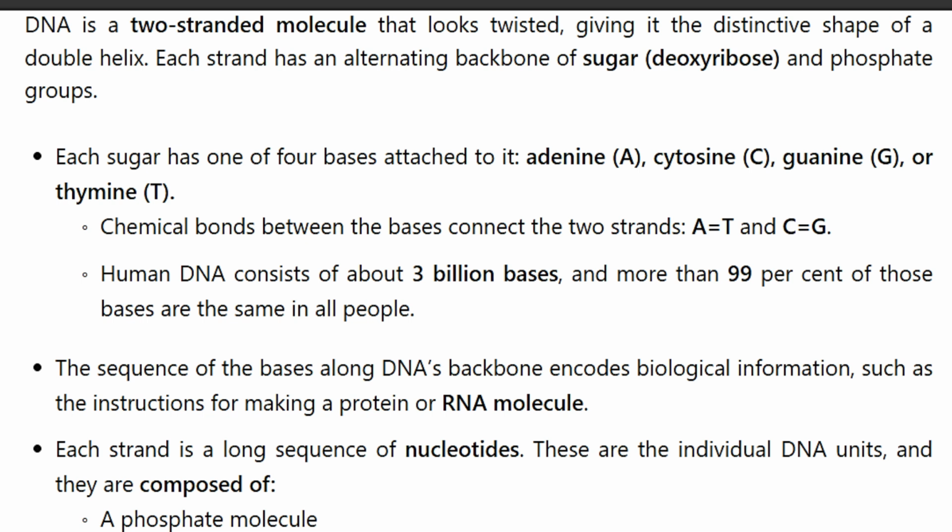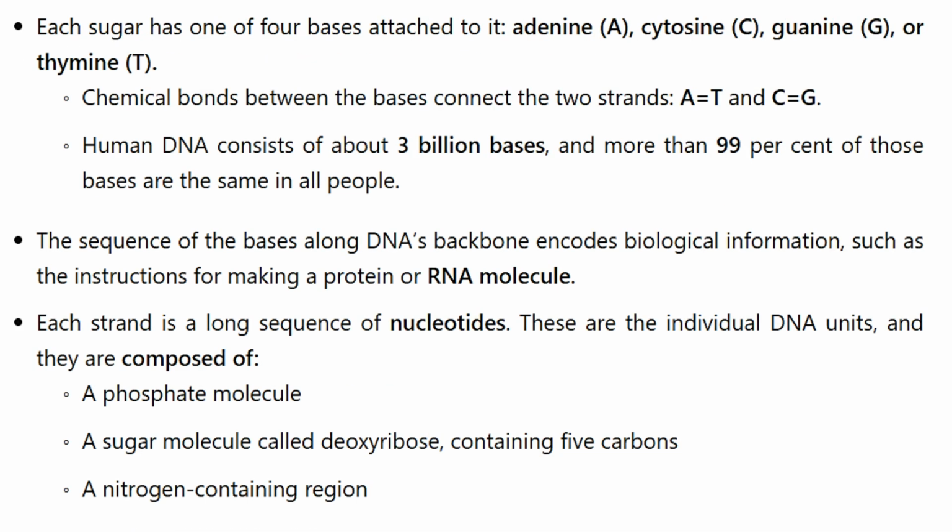Human DNA consists of about 3 billion bases, and more than 99% of those bases are the same in all people. The sequence of the bases along DNA's backbone encodes biological information, such as the instructions for making a protein or RNA molecule. Each strand is a long sequence of nucleotides. These are the individual DNA units, and they are composed of a phosphate molecule, a sugar molecule called deoxyribose, containing 5 carbons, a nitrogen-containing region.